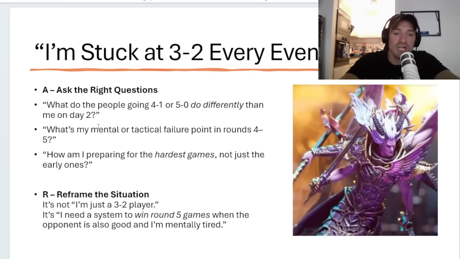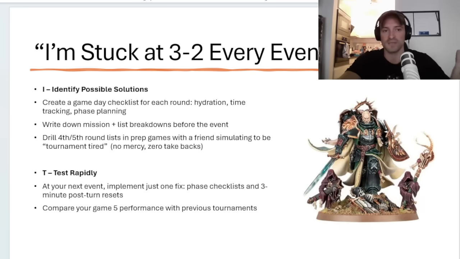It's not I'm just a 3-2 player. It's I need a system to win round 5 games when the opponent is also good and I am mentally tired. I'm not struggling into players who are worse than me. I'm struggling into players who are as good as me, but for some reason they're not as exhausted as I am in rounds 4 and 5. So now our situation has been reframed. Got it. Now we're going to identify possible solutions to this.